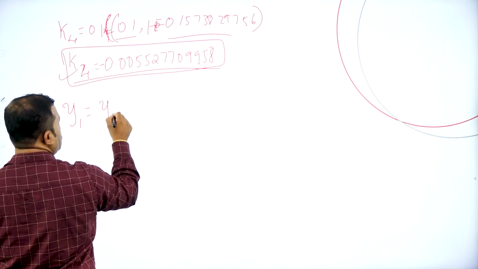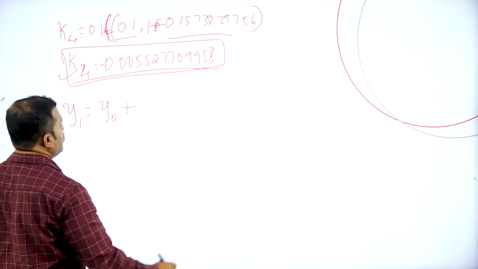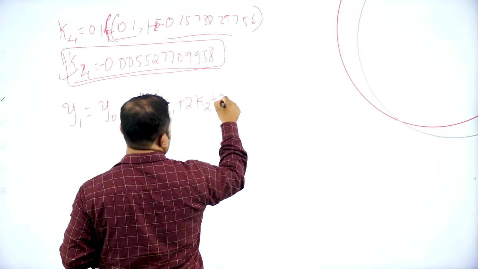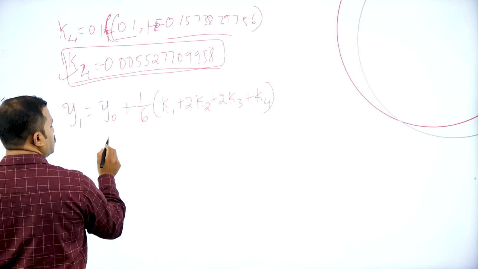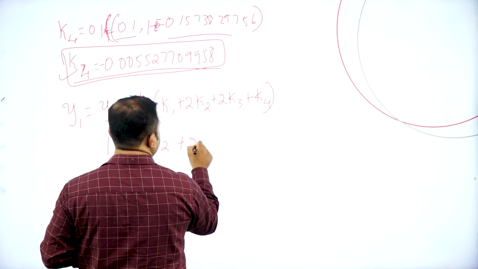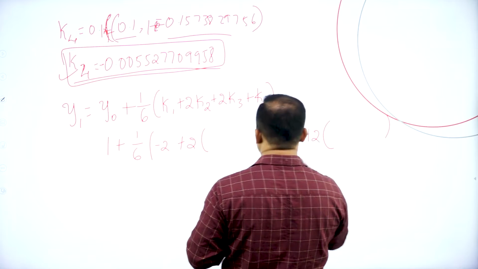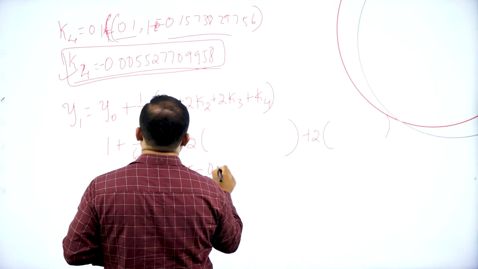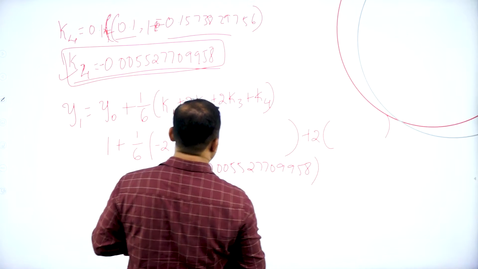Y1 is equal to Y0. What is the value of Y0? Y0 is equal to 1 plus, what is the value of this? 1 by 6 into K1 plus 2 times K2 plus 2 times K3 plus K4. So we have these terms here. What is the value of Y1? It is equal to 1 plus 1 by 6 into, what is the value of K1? It is equal to minus 2 plus 2 times K2. What is the value of K2 we have found? Plus 2 times K3. What is the value of K4? That means plus K4. Let me write down this here. Plus of minus, minus 0.00552770998. That is the value of this.